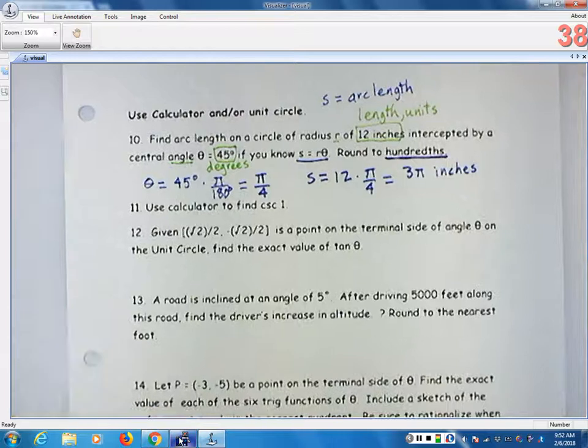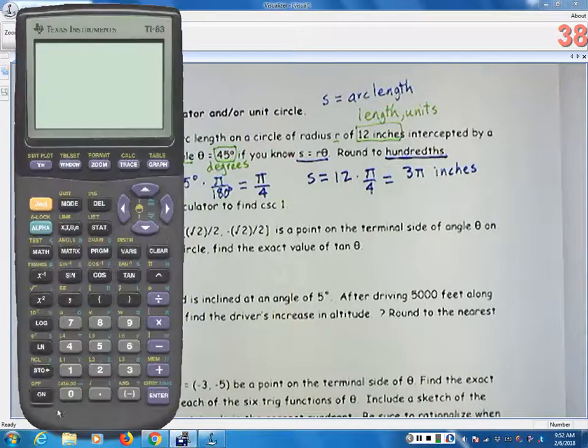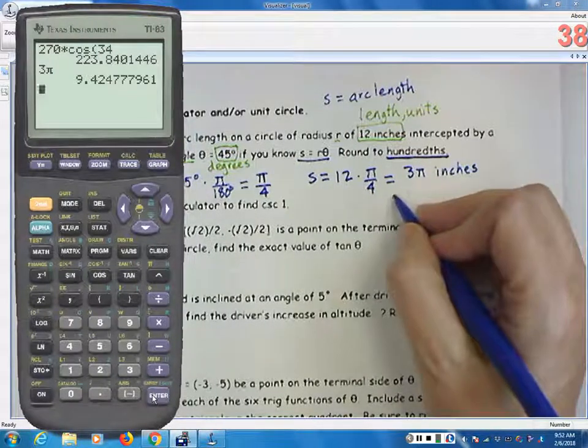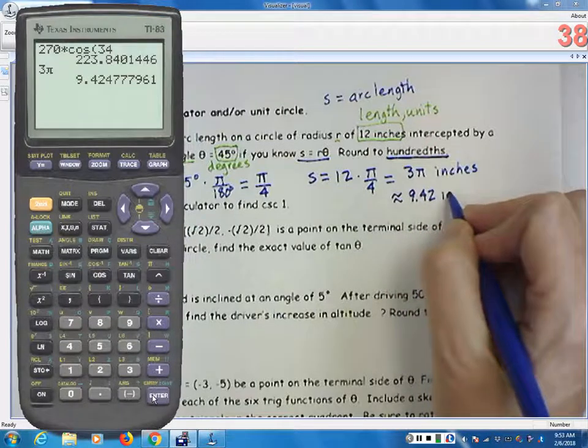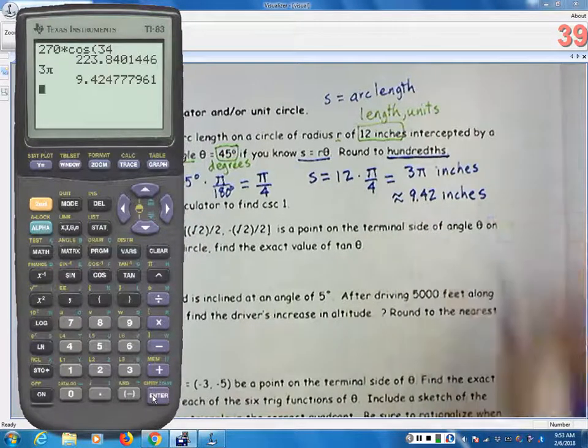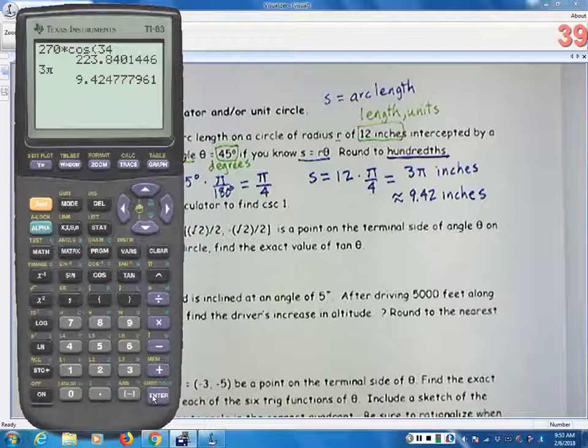So you're going to take 3 times pi on your calculator. Who talks about 3 pi inches? So 3 times pi, second caret, and 9.42. It's approximately 9.42 inches.